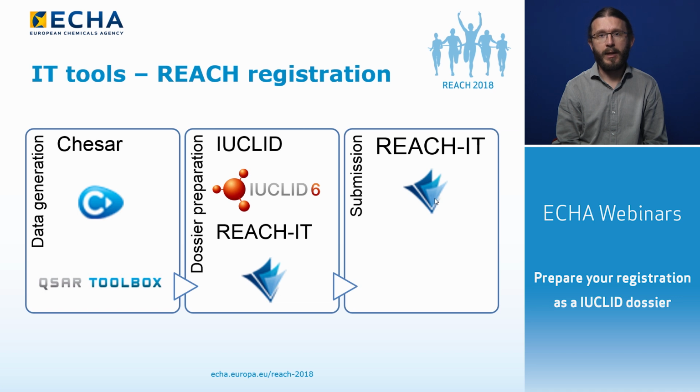ECHA provides several IT tools to help registrants prepare a registration dossier in Euclid. Data generation is supported by CSAR for the chemical safety assessment and by the QSAR Toolbox for the calculation of substance properties. Data submission to ECHA is done via an IT tool, REACH-IT. Today, we focus on the tools used for data management, Euclid and REACH-IT for some registration types. Let's see first how to access Euclid.